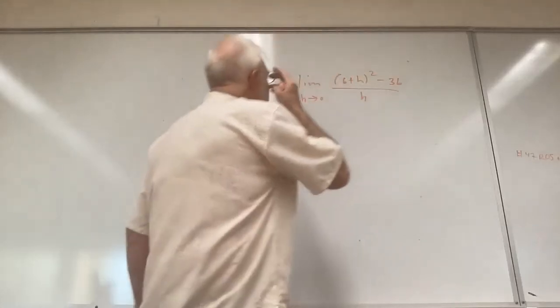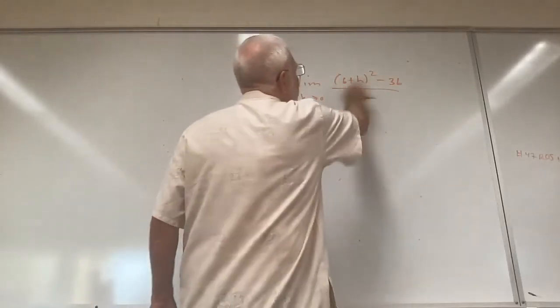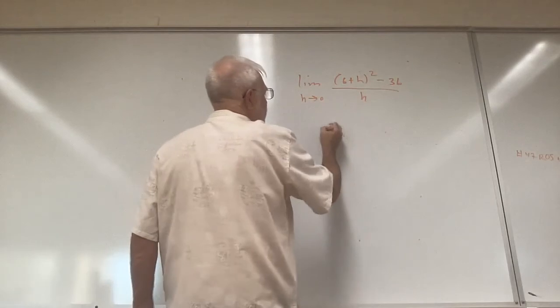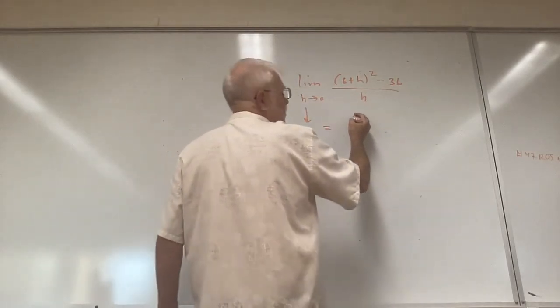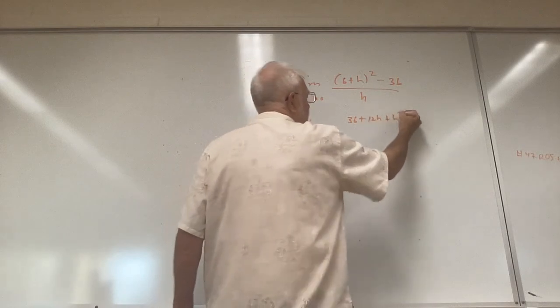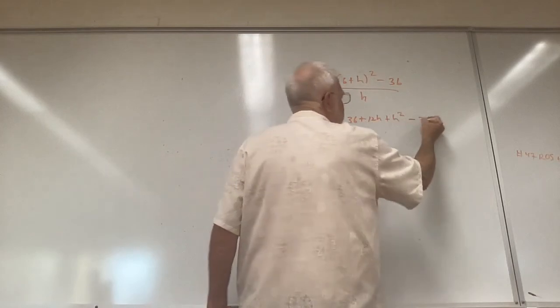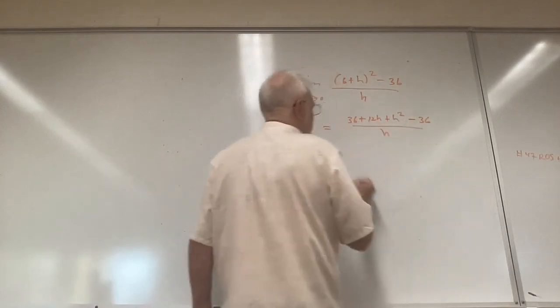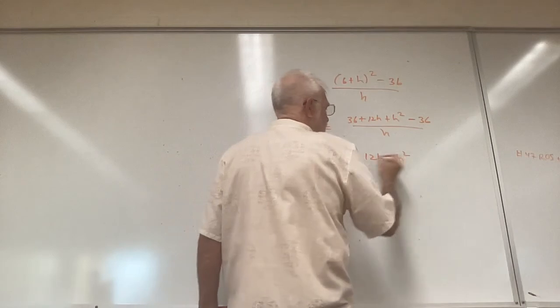Okay. So I can't let h be 0 right now because you can't divide by 0. I'm going to do the numerator. And I'm going to bring this down. I should rewrite it again, but for time, I'm not going to. So this is 36 plus 12h plus h squared. I hope you can learn how to do that quickly like that. Minus 36 all over h. All right, the 36 is canceled. I get 12h plus h squared over h.